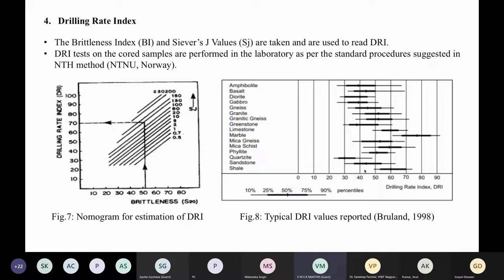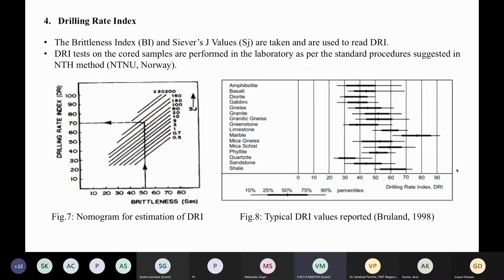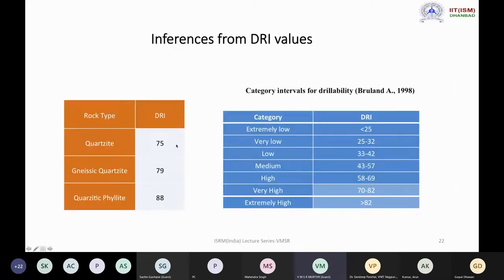Actually, whatever rock suites we have tested, we are also trying to prepare this kind of graph for Indian rock suites. Most probably, maybe in a month or so, we'll try to complete that. We want to develop this kind of graph for the Indian rock suites that we are tunneling through in the Himalayas, right from Jammu Kashmir to Arunachal, as well as down in the peninsula, and basaltic conditions, etc. So having known the brittleness and SJ value, we are now finding out the DRI values.